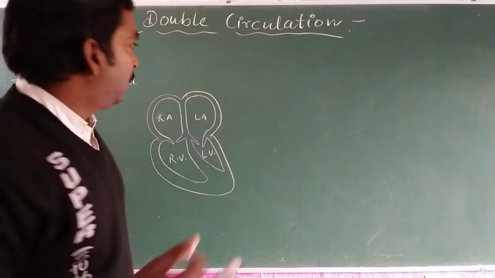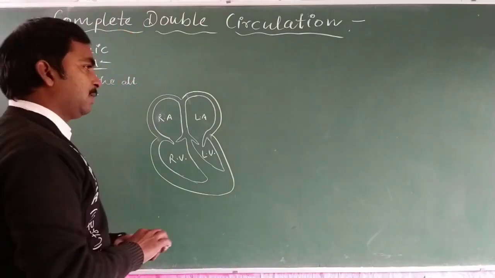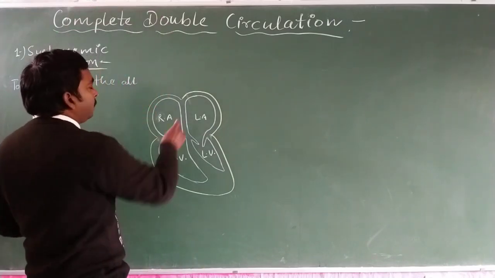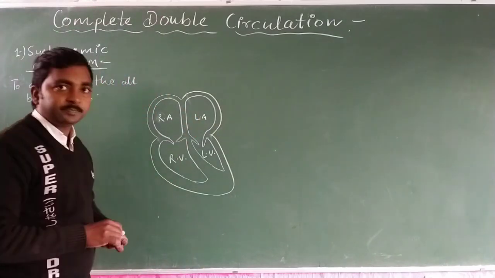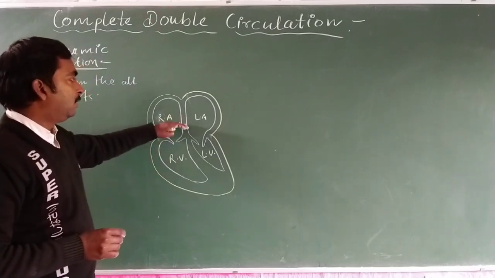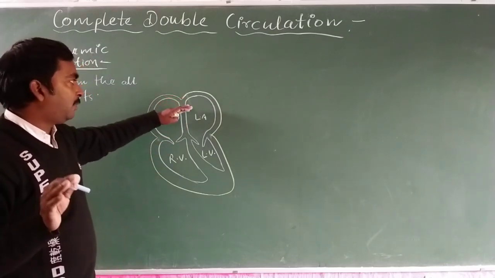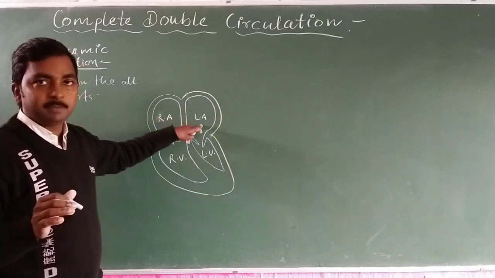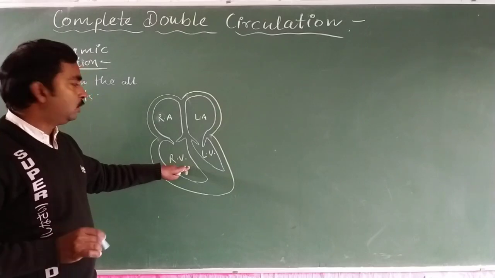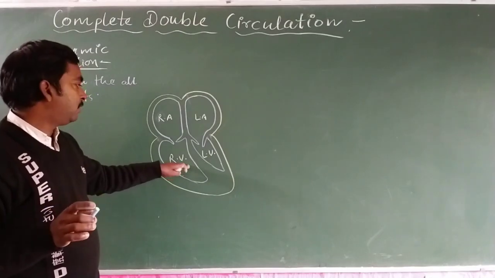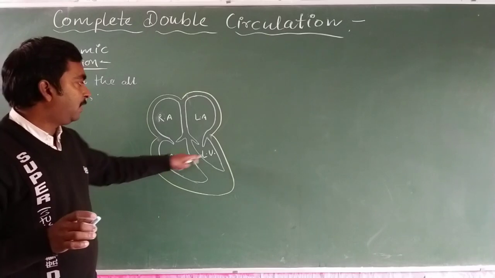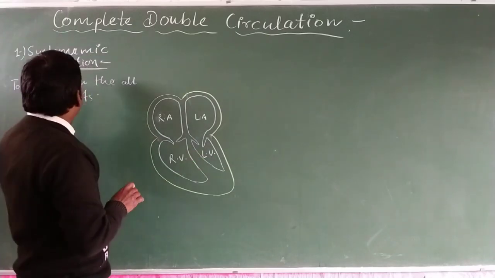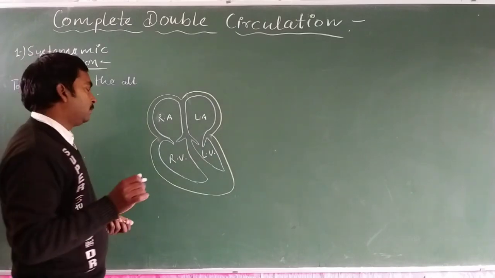So how can we express the systemic circulation? By making the wave of flow from the structure of the heart. In the structure of the heart, the upper two smaller chambers are known as atria, right atrium and left atrium, and the lower two, the larger chambers, are known as ventricles, right ventricle and left ventricle.